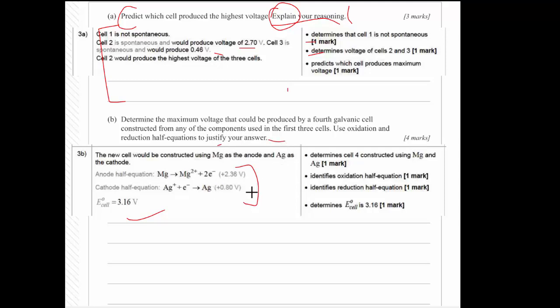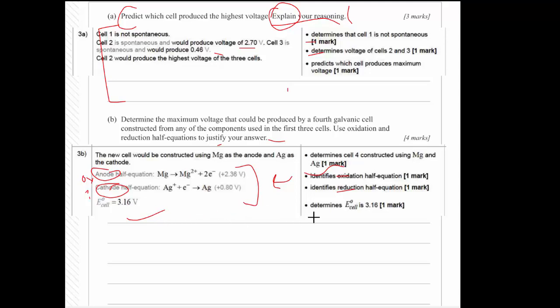And it said I had to do them. Thank God. All right. So determine cell 4 constructed using magnesium. That's sort of like a silly mark because you can see it there anyway. It's one of those giveaway marks. Identifies oxidation, so make sure. They said anode and cathode. They didn't technically say oxidation and reduction. So it's always good to say oxidation or reduction as well.